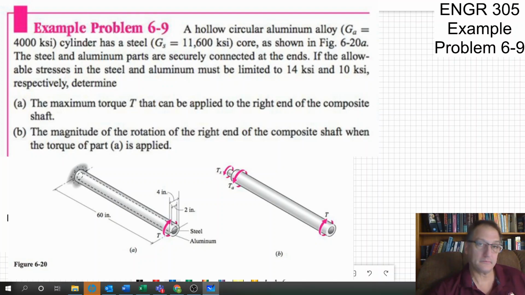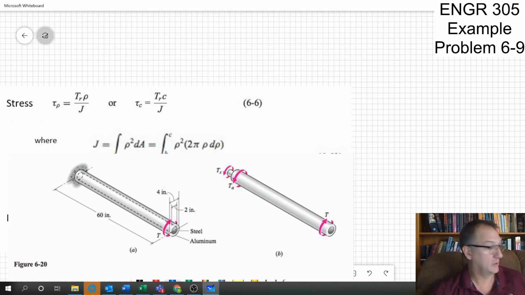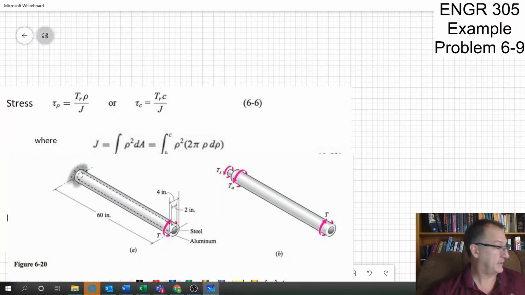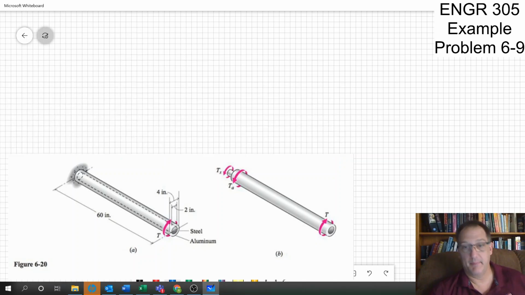All right, let's get rid of the problem statement. Let's keep my picture there for a little bit. I probably should have left the problem statement up because I didn't write down the material properties, but we'll get to that at the end when we start plugging stuff in.